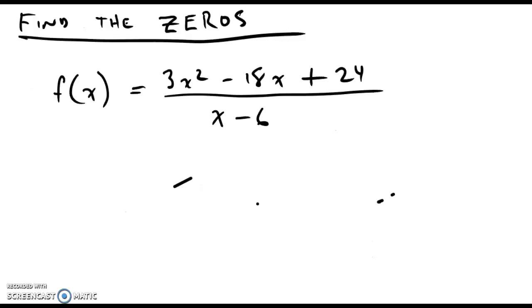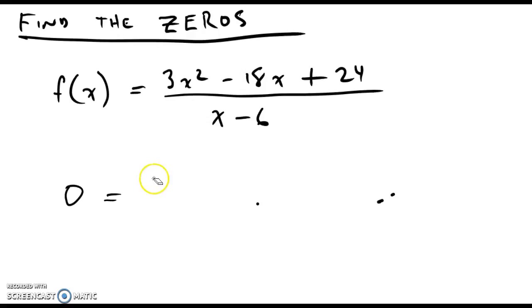So find the zeros. And when you find the zeros, as we learned, that is where the function is going to cross the x-axis. So when you're on the x-axis, your value of y, or your output, in this case f of x, is 0. And now you can solve this problem. So we're going to find our zeros, or we're going to solve for x.